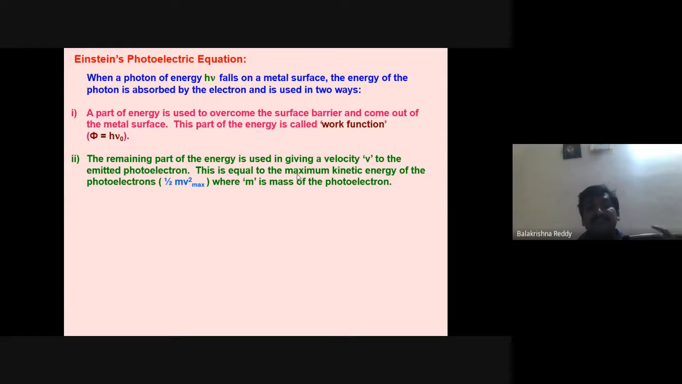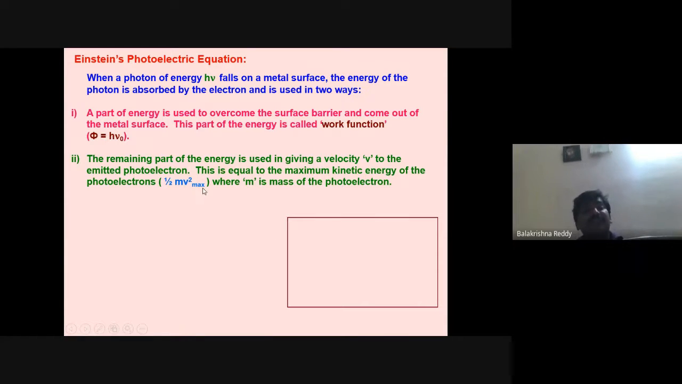Then the electrons moving further with some amount of kinetic energy reach the opposite potential plate, therefore it contributes to the photoelectric current, that is half mv square. Since it is the maximum kinetic energy, we can say half mv square maximum. So that is the kinetic energy used to travel in the further direction.